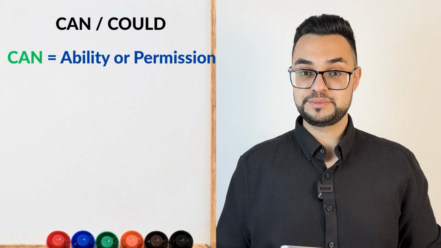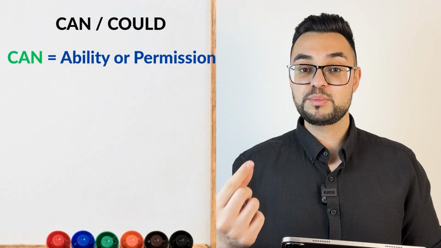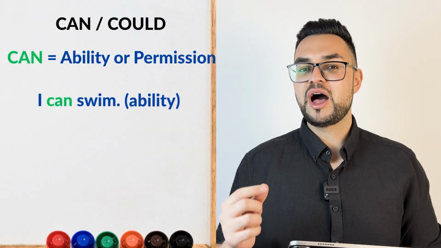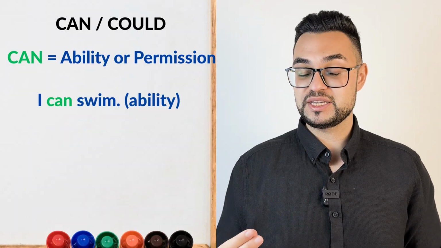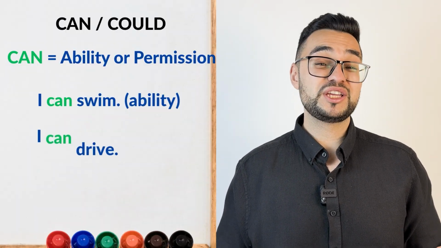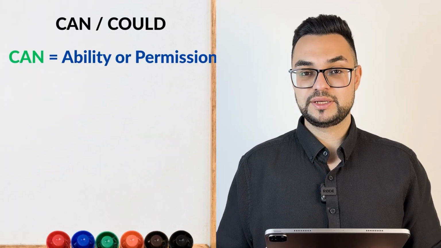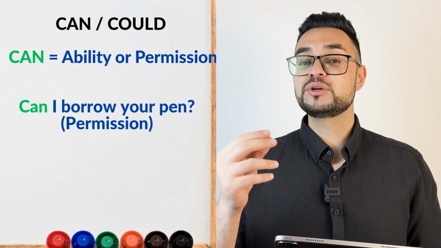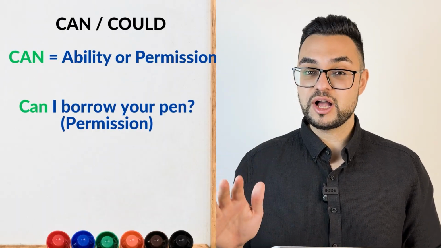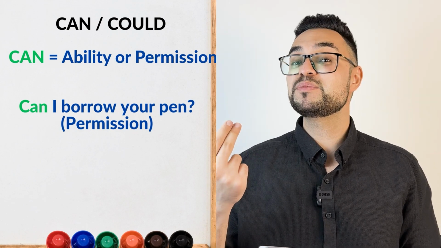Now, first let's talk about can and could. We use can to express ability or permission. For example, I can swim. Here I'm describing that I have the ability to swim. For example, I can drive, I can write. The next one is permission. Can I borrow your pen? Here I'm asking for permission. I'm not talking about ability, it's just permission. Do I have the permission?